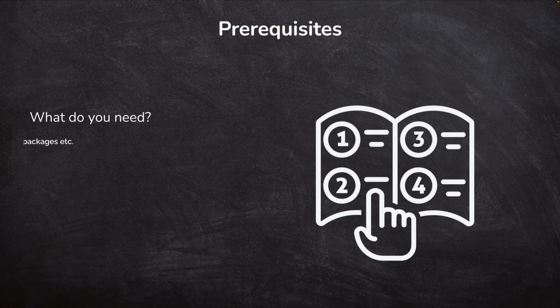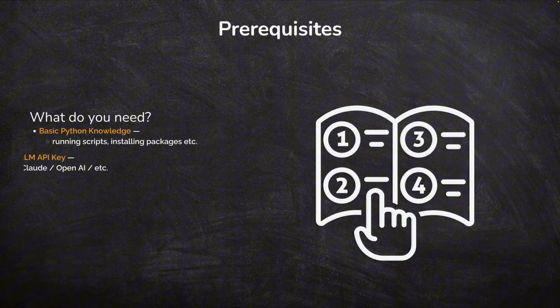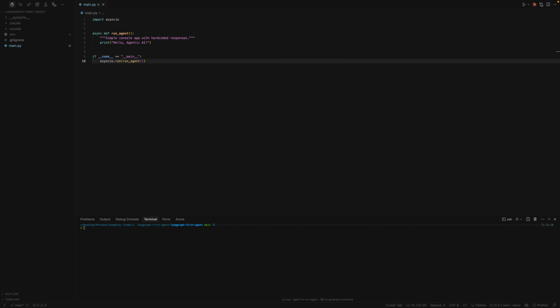To follow along, you will need basic Python knowledge for running scripts and installing packages, an LLM API key. I'm using OpenAI, but you can also use Anthropic, and a terminal where you can run Python scripts. Everything else, LangGraph and agent setup, we will do in the video. Okay, so let's begin. Here we have a very empty project with a very simple application.